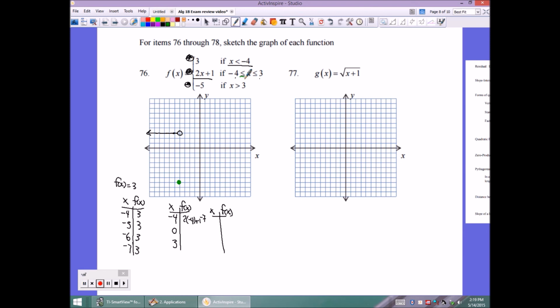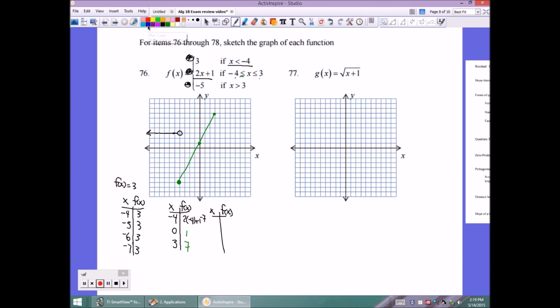All right, at 0, I plug in 0. 2 times 0 is 0, and 0 plus 1 is 1. Then 3: plug it in. 2 times 3 is 6, and 6 plus 1 is 7. So 0, 1 is a point, and 3, 7. That right there is my middle piece of my piecewise function.